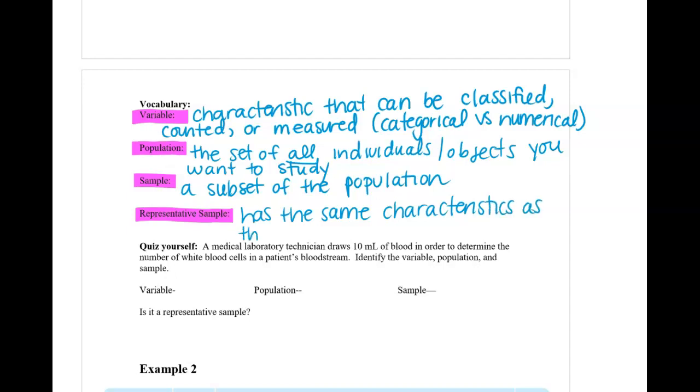And a representative sample is a subset of the population that has the same characteristics as the population. So for example, if you were looking at Edina High School and you wanted to survey and figure out how many students love math, if you only surveyed 9th graders, it would not be representative because the high school has all 4 grades, for example. So if you wanted a representative sample, you would have to survey people from all grades.